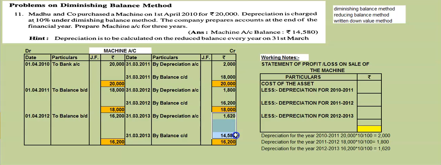If you have any doubt, you can add these two values. If we add these two, you should get 16,200 only. We are getting 16,200. So in this way you have to do the problem. Understood? Now if you prepare a statement, this is the account.